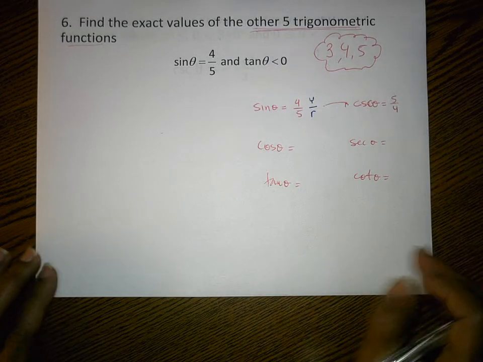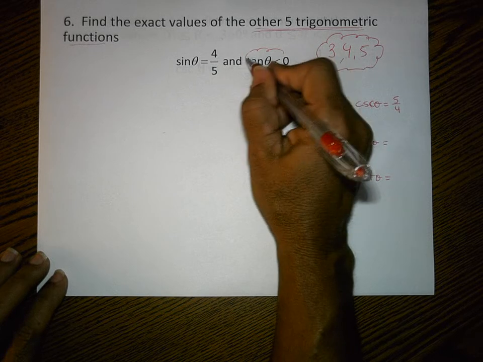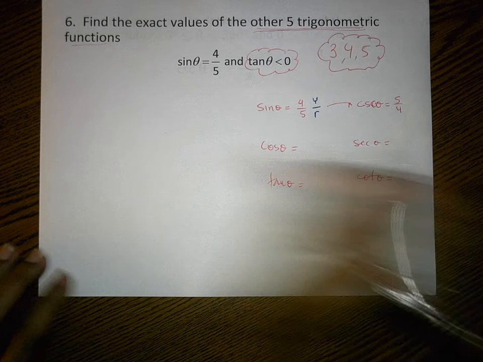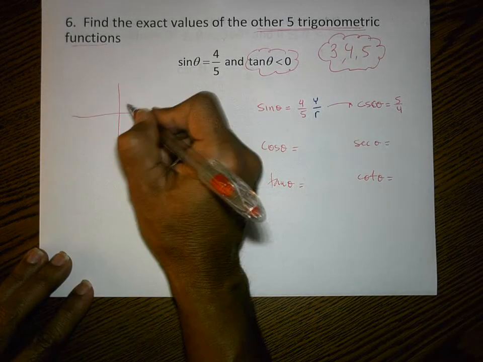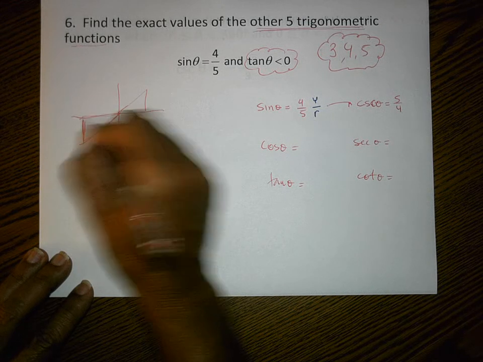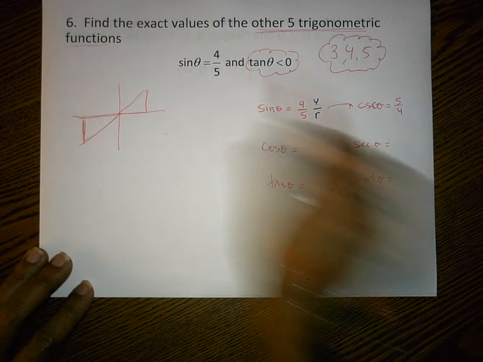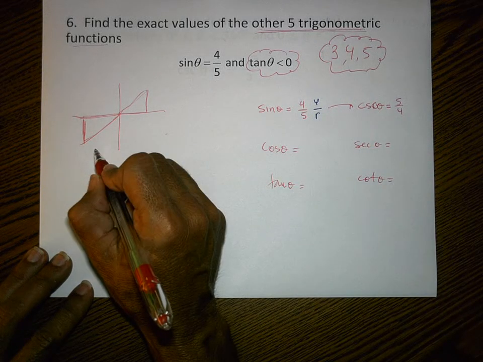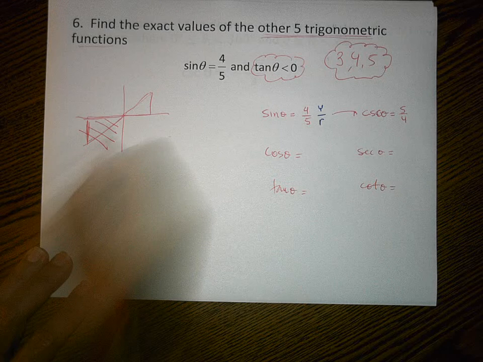All right. The tangent has to be positive. The y is positive, the r is always positive. So I wonder where I'm at. Okay, I'm either here or here. Quadrant 3 or quadrant 1. But since the y is positive, we have to be in quadrant 1. Because in quadrant 3, the y is negative. So we're definitely not in quadrant 3. We're in quadrant 1. Nice.